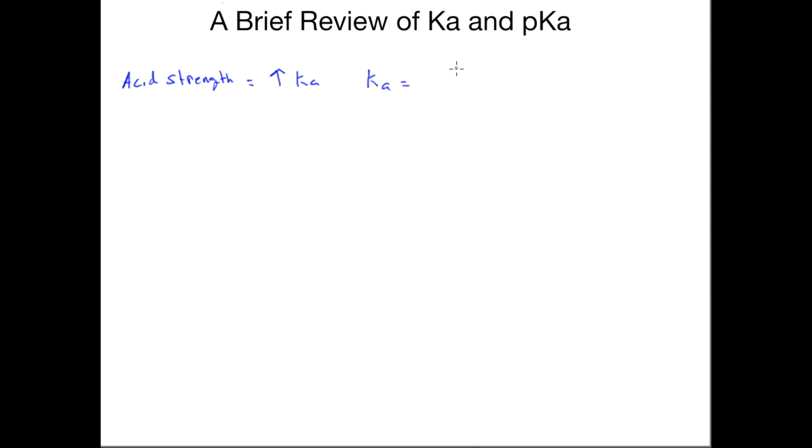So where do we get Ka? Well, if we look at an acid-base equilibrium reaction type situation, you would see that we put the concentration of the products over the concentration of the reactants. And so this is what we would use to get our Ka value.